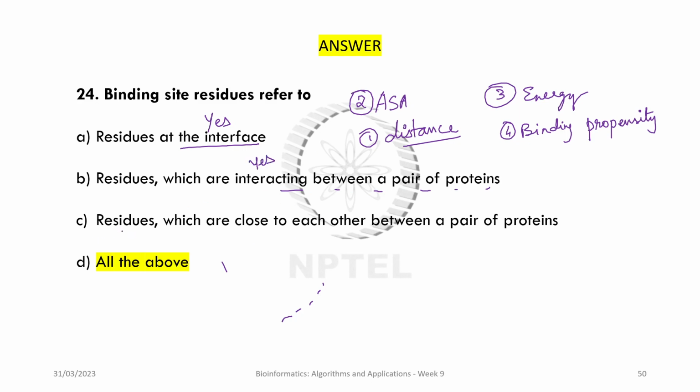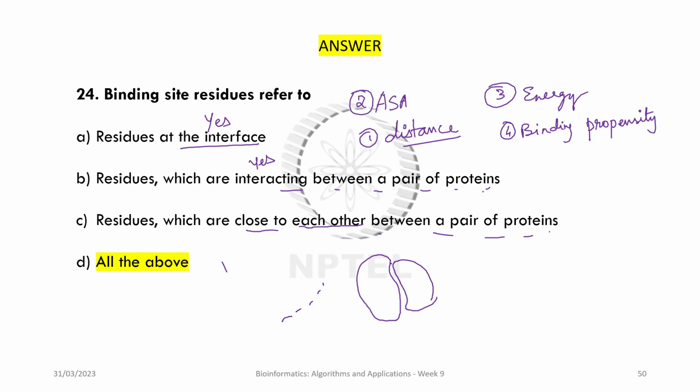The option that would generally confuse you is option C, which says residues which are close to each other between a pair of proteins. When you read close to each other, you might think they are not really interacting, so it should not be a binding site residue, right? But when you determine with accessible surface area, even if it's close, it is still going to affect the accessibility for the solvent to come and interact with those residues, correct?